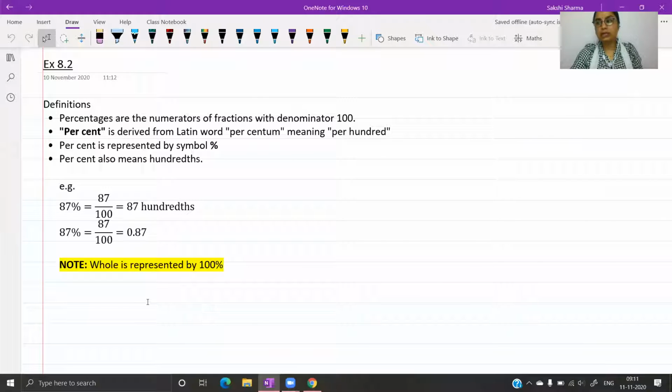So percentage is nothing new. It's simply the fractions with denominator 100, whose numerator we pick and then the denominator 100. Rather than writing the denominator 100, what we do is we simply put the sign of percentage. I hope everyone is aware of the symbol for a percentage. This is like an oblique sign. You have a forward slash and then you put these little zeros.